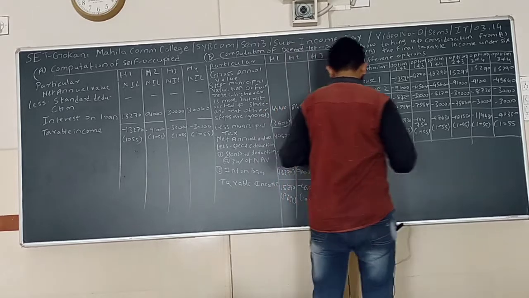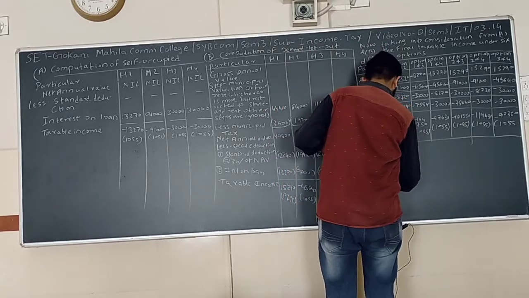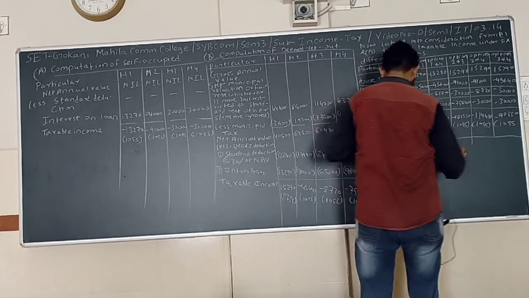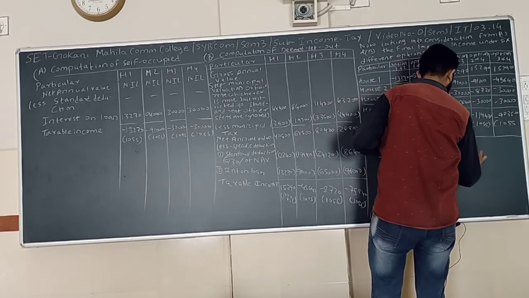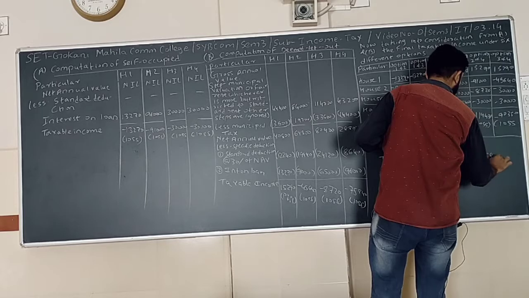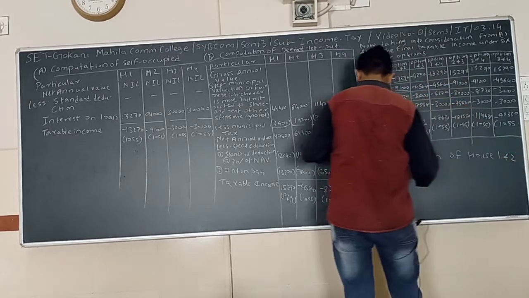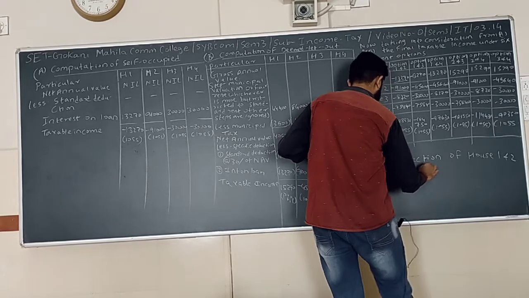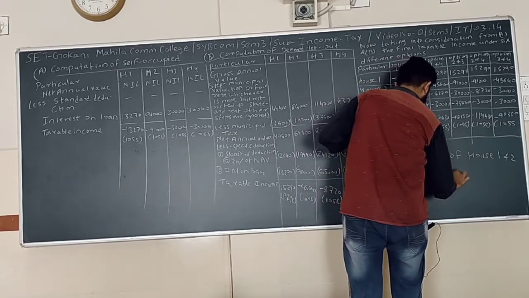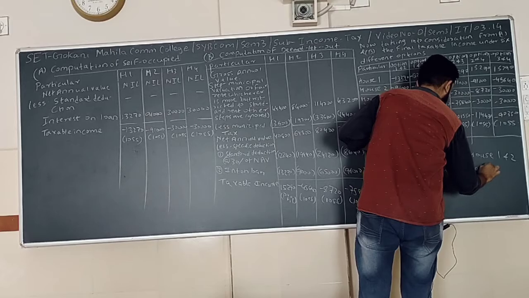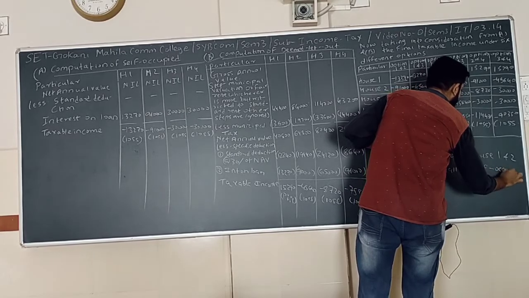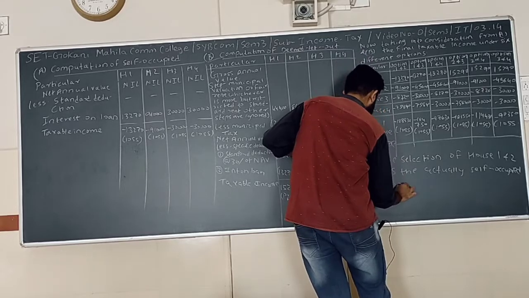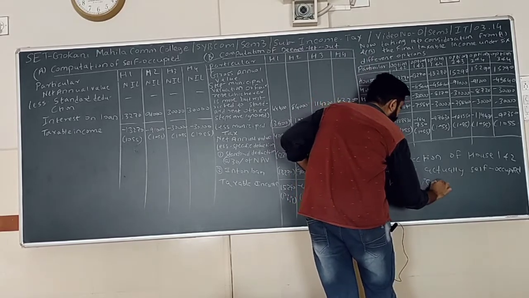So at last we will write: the selection of house 1 and 2 as the actually self-occupied house is recommended.